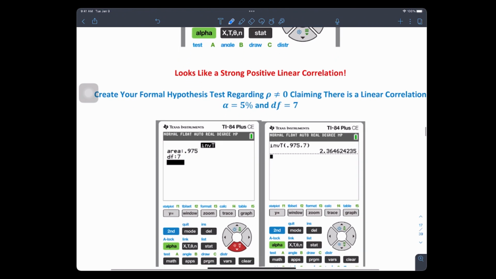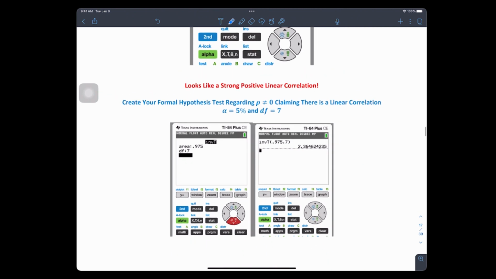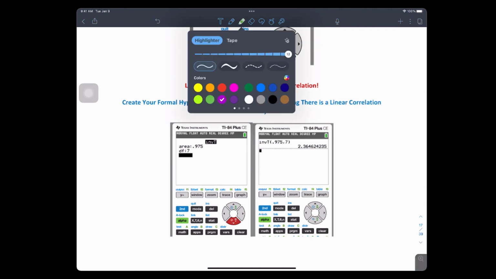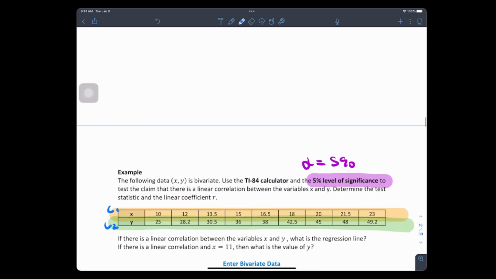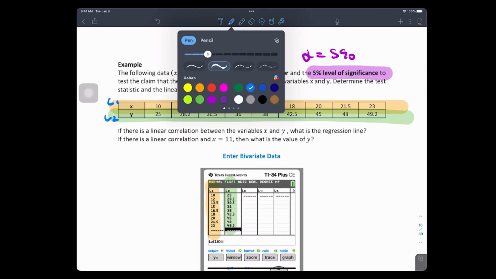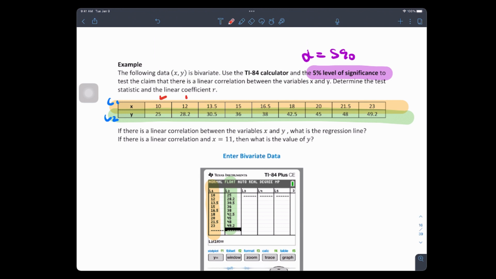That's what we're saying. Now, at this point, they're going to want you to create a what? A formal hypothesis test over rho not equal to 0, claiming there is a linear correlation. Alpha here is 5%. The degree of freedom, they told us here, is 7. Now, why is that degree of freedom 7? Go back to your data values. How many pairs of bivariate do you have? 1, 2, 3, 4, 5, 6, 7, 8, 9.